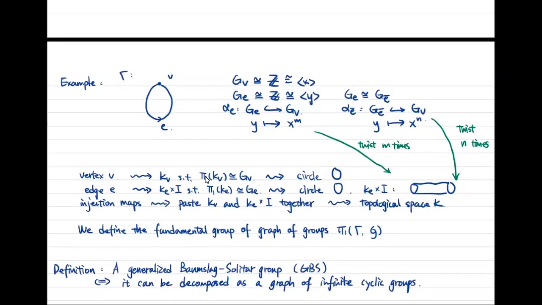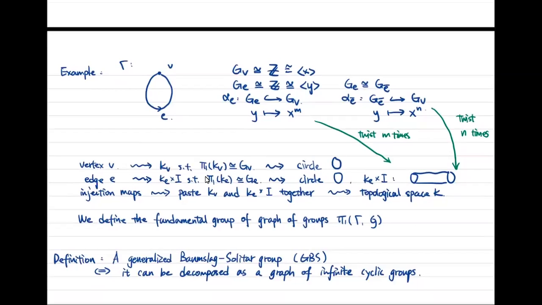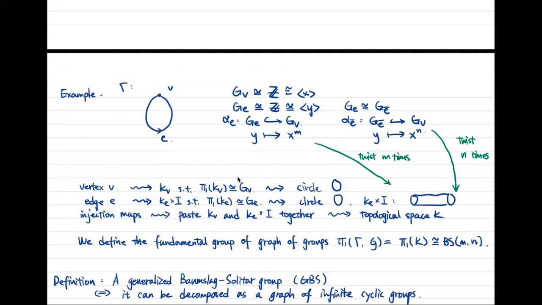And we define the fundamental group of the graph of groups, this pi1 of Gamma G, to be the fundamental group of our topological space K. In this example, this fundamental group is just the Baumslag-Solitar group, BS(m,n). So far, any question? Okay. By this graph of groups structure, this is equivalent to saying that our Baumslag-Solitar group has a graph of groups decomposition where every vertex and edge group is infinite cyclic, because in our example the vertex group is infinite cyclic and the edge group is also infinite cyclic.